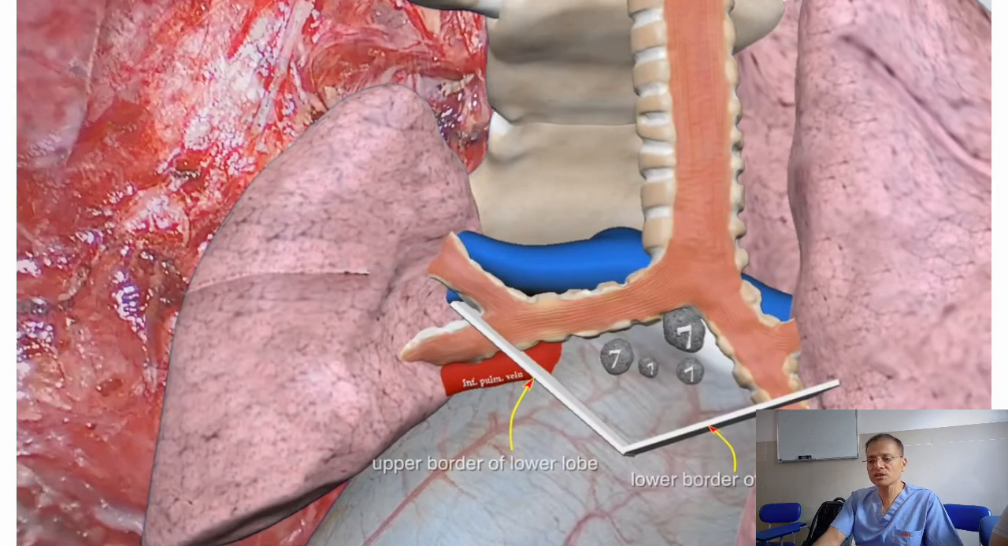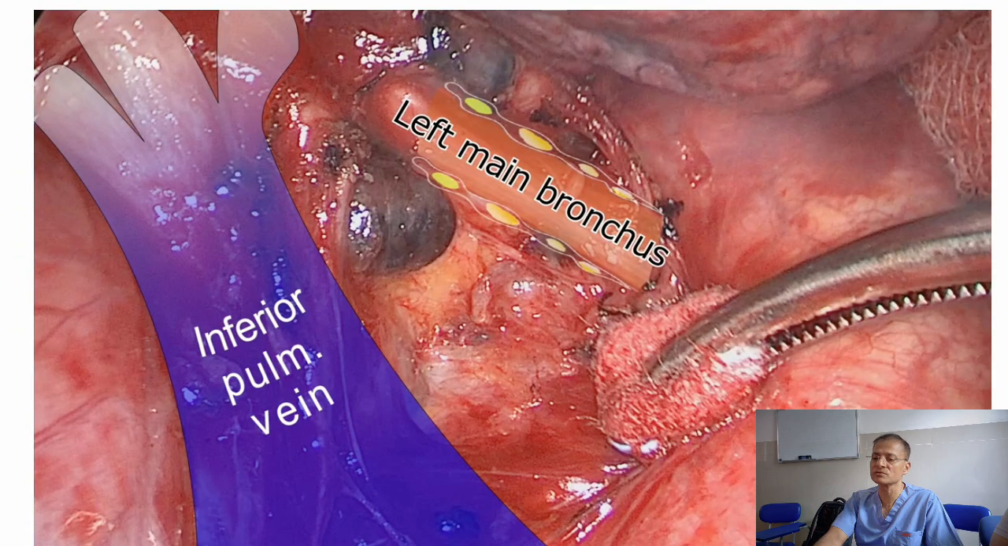So again, the same picture, very clearly seen: the left main bronchus, the right main bronchus, right? Here you see the bifurcation like this. Level 7 lymph nodes, triangular form. So again, the left main bronchus, the inferior pulmonary vein, right?